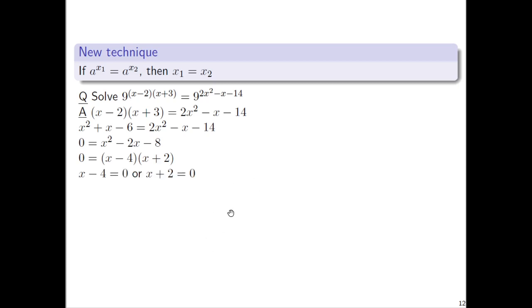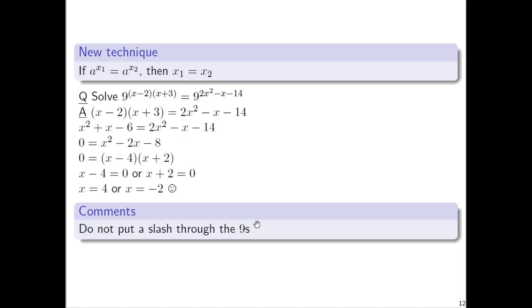Now we apply the zero product property. So each factor individually is set equal to 0. So x minus 4 equals 0, or x plus 2 equals 0. We can add 4 on both sides of the first equation. We can subtract 2 on both sides of the next equation. So x equals 4 or x equals negative 2.